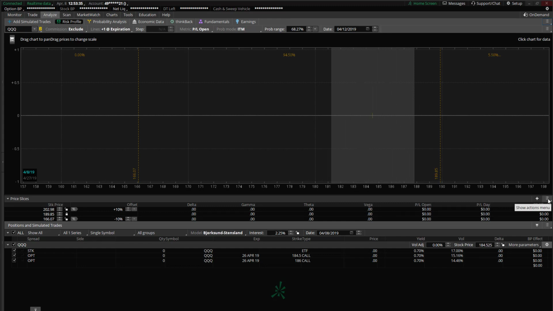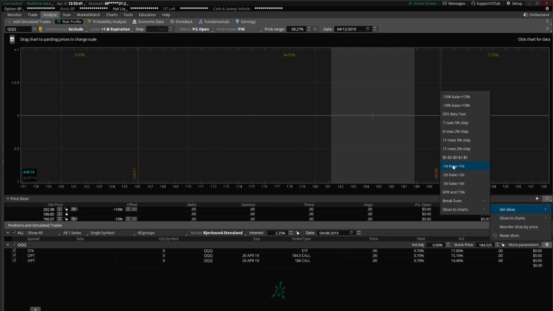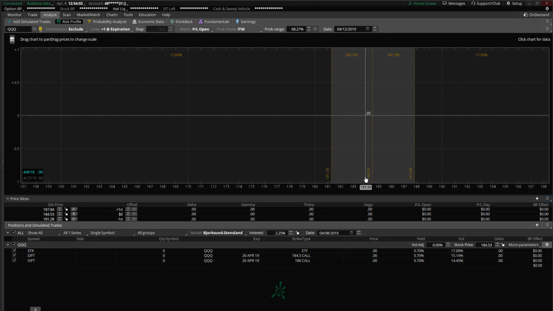And I can now go to this Show Actions menu, click on it, Set Slices, and scroll up to this right here. Now, what this menu is saying is -1 deviation, current price, +1 deviation. If we read it word for word, it just says base +1 -1. But base is the current price right now. So you can see I've reset the slices to a deviation higher and a deviation lower. Now that's fancy language for just saying that's our expected move.